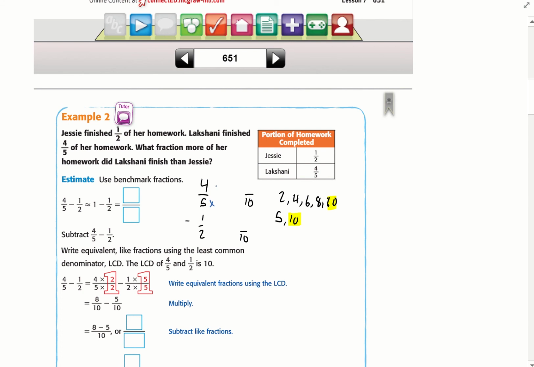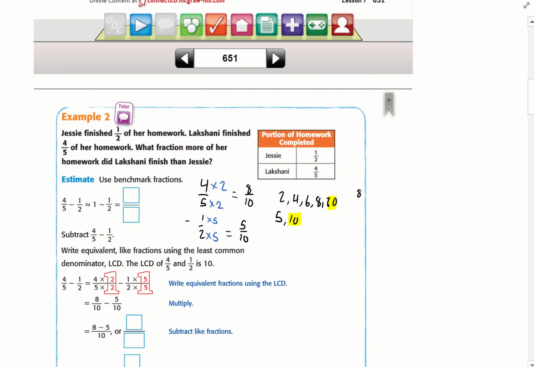So how do we get 5 to become 10? 5 times 2, and whatever I do to the bottom, I must do to the top. 4 times 2 is 8. So 2 to 10, I need to multiply by 5. And I do the same to the top. 1 times 5 is 5. 2 times 5 equals 10.